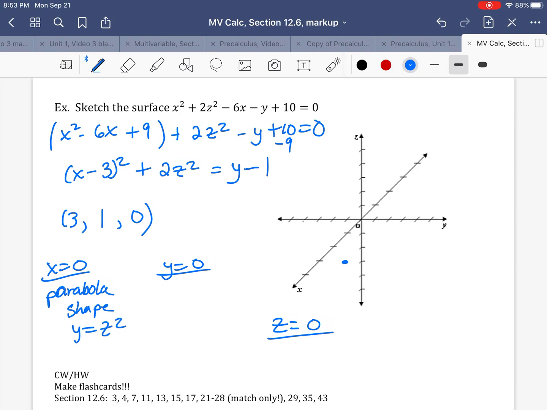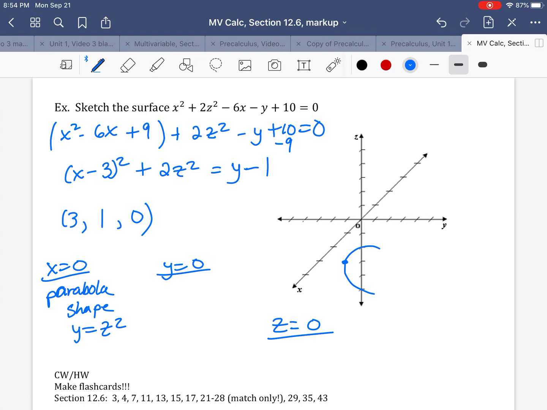And I'm just going to put like y equals z squared. So a parabola shape hugging the y-axis and along the z-axis. So it's going to be up this direction, up and down. And notice it's along the positive y-axis because it's not y equals negative z squared. That would be over here somewhere. Okay, so next one, y equals 0.